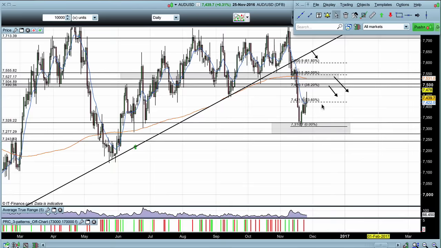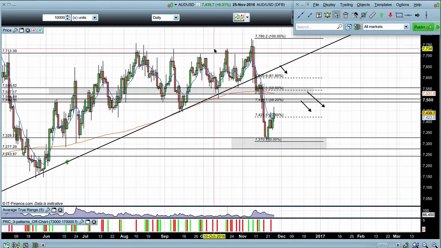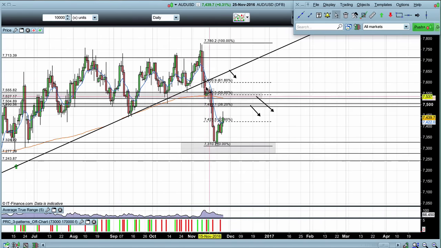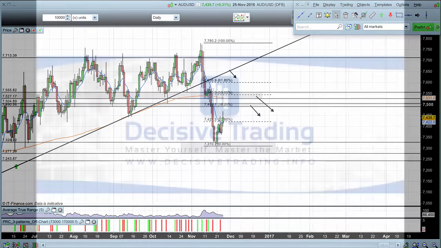The market currently is clearly negative. We've broken out of the ascending triangle, came down very strongly, broken below the MA200, which is also a negative sign. So the overall bias is currently negative.